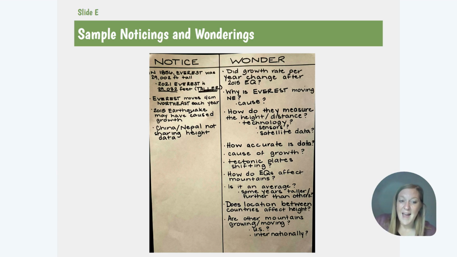And then how accurate is the data? And then could this be caused by tectonic plates shifting? And then is this an average? Like, is some years it gets taller and some years it's not quite as tall? And then does the location between the countries affect the height? And are there other mountains in the world, so either in the US or internationally, that are growing and or moving?